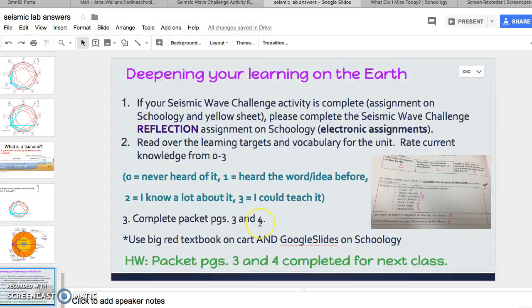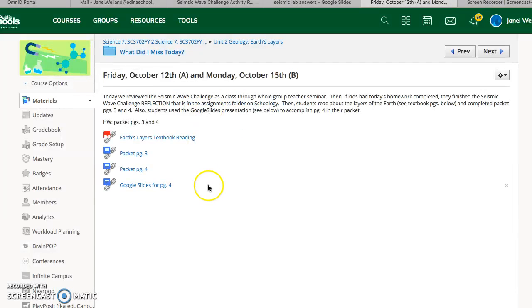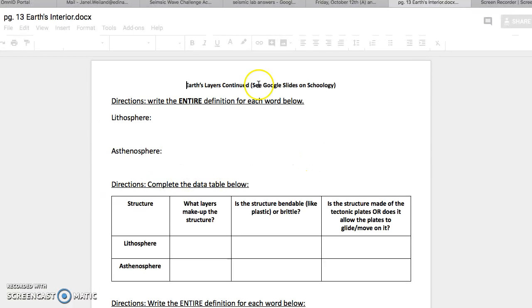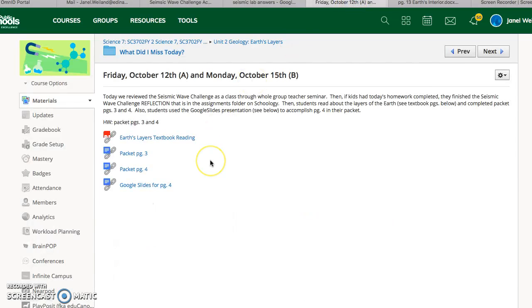And then to accomplish page 4, you're going to want to head back to Schoology. And if you click on today's date of the 15th, you're going to see down there this Google Slides for page 4, and you're going to use the vocabulary on here. Oops, nope, that's not right. Let me go back. You're going to use the vocabulary in order to complete page 4. I will fix this for you so that you actually get the correct vocabulary. So please have pages 3 and 4 completed for when I see you all on Wednesday.